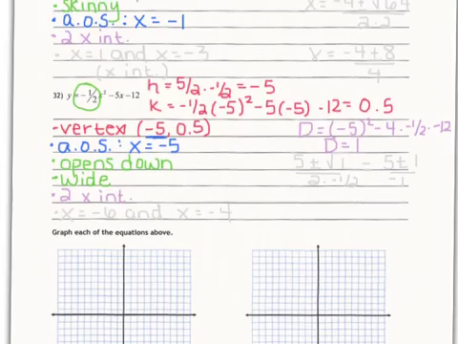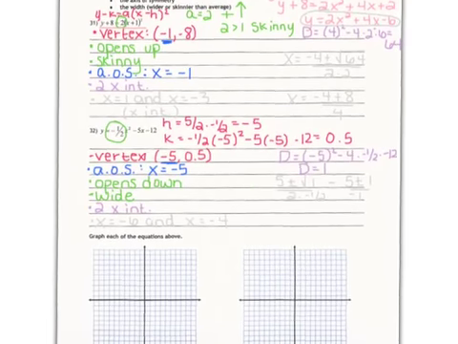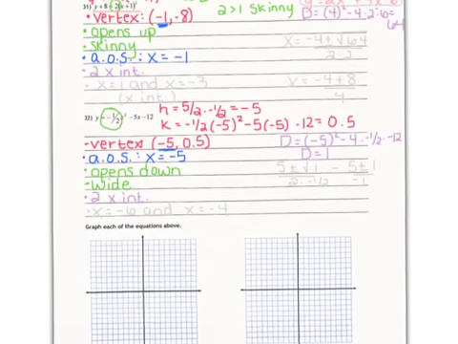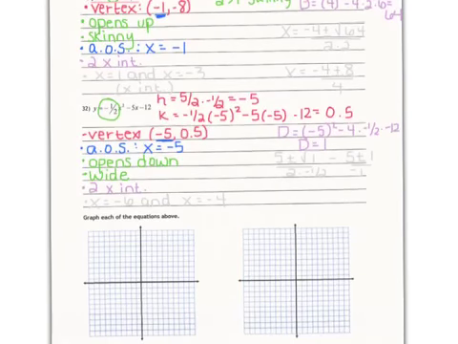Now it says graph each of the equations above. Now, I showed you how to plug these into your graphing calculator and look for the table, which gives you all of the different coordinates for the parabola, and that would be totally fine. But look at all this information I just found out. Okay? That's probably enough to draw yourself a pretty good graph here.